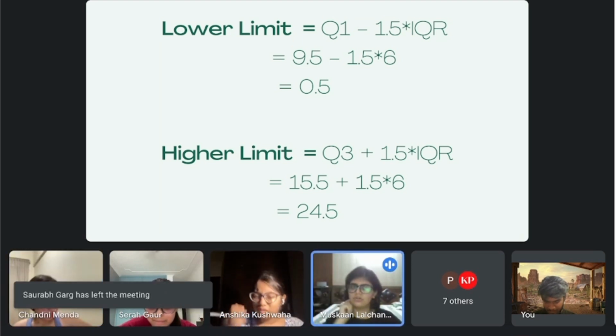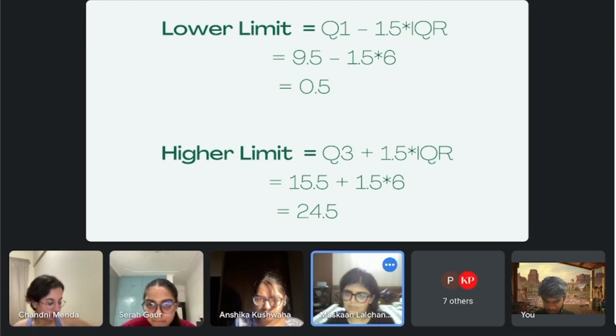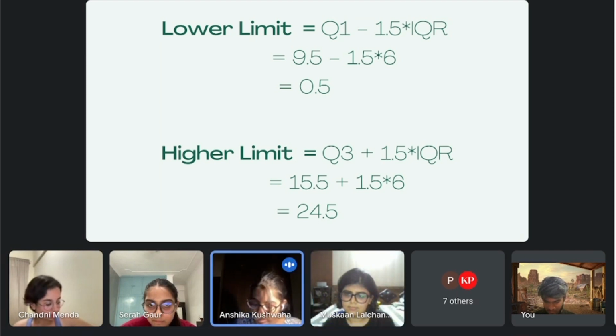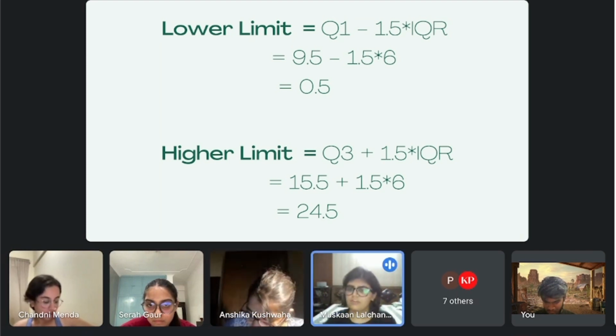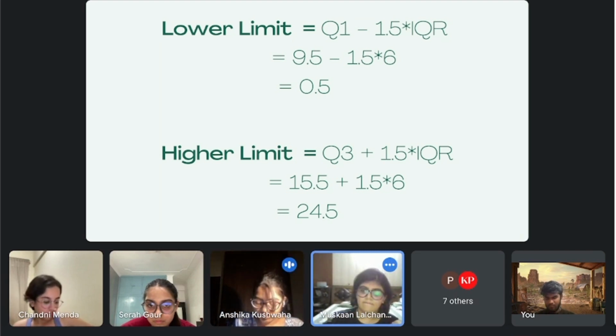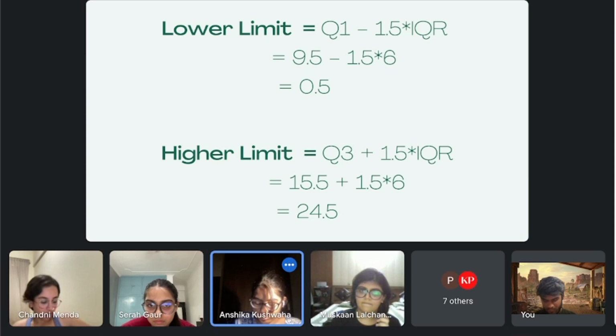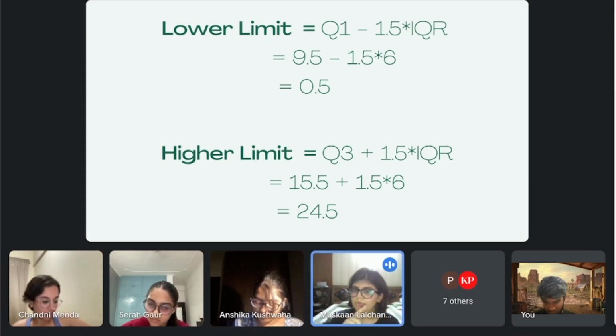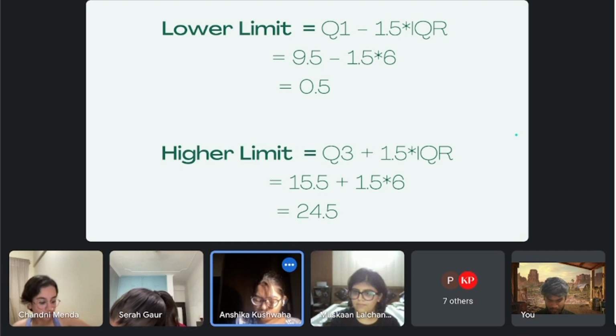So I want you all to calculate the lower limit and the higher limit for our data. IQR, which was the interquartile range, came out to be 6. Lower limit is Q1 minus 1.5 IQR. And for the higher limit, make sure that you put plus, because it's Q3 plus 1.5 IQR. Upper limit.